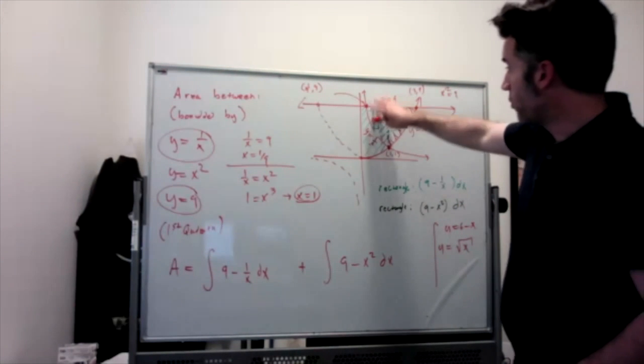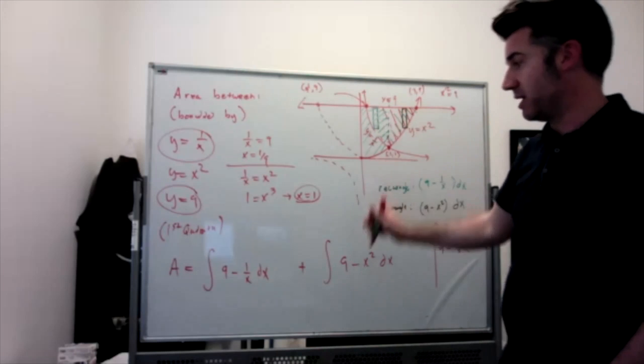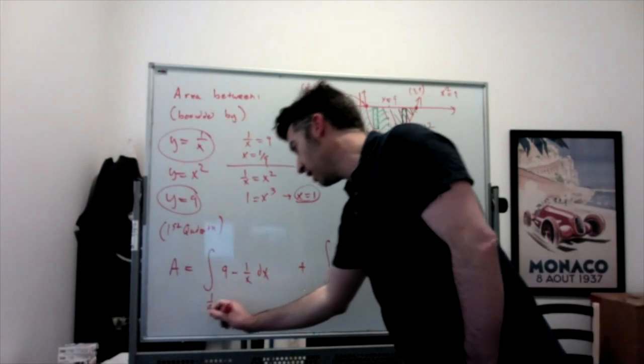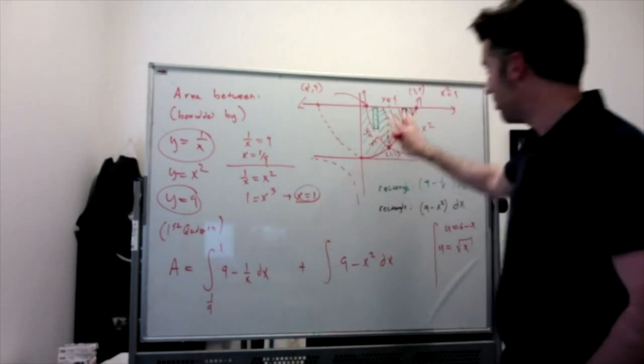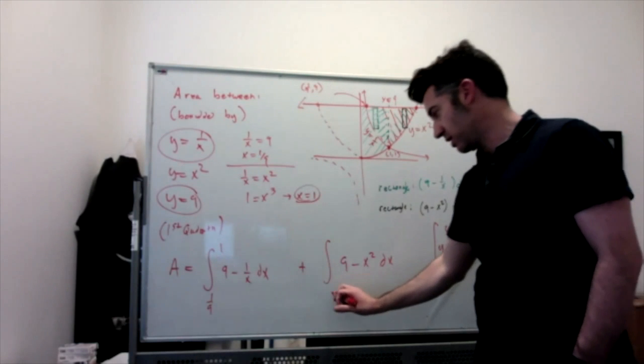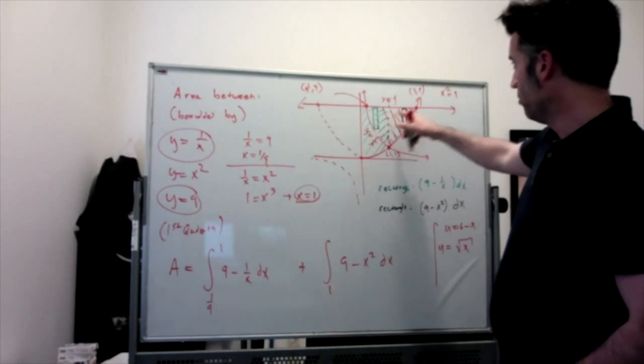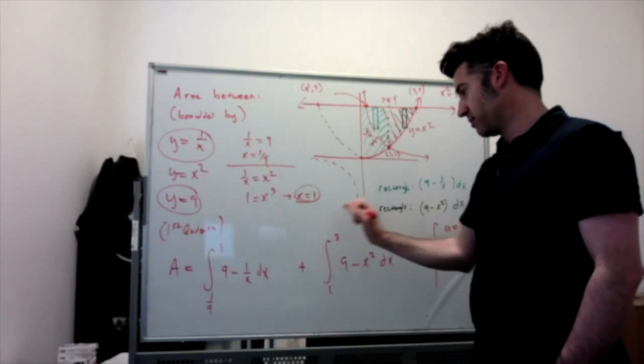So for this green region, we're starting as far left as x equal to 1/9, and we're going as far right as x equal to 1. For this black region here, we're starting as far left as x equal to 1, and we're going as far right as x equal to 3.